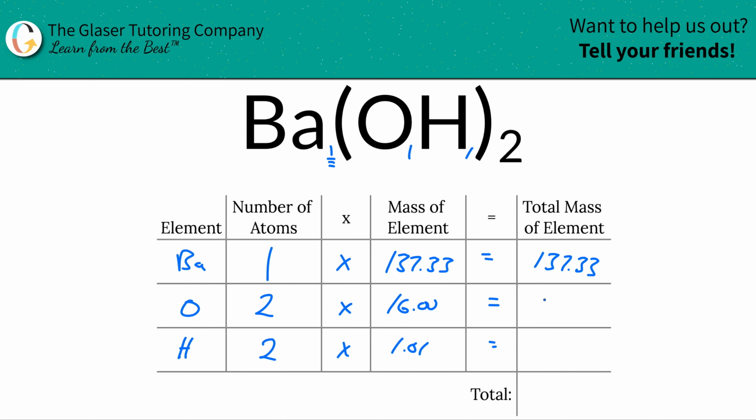The total mass of oxygen here is about 32, all right? And then the total mass of hydrogen here is about 2.01. Actually 2.02, right? So when we add this column together, that will find the total mass of the entire compound. So when you add that together, it's 171.35. And since we're finding molecular mass, the units here are in AMU, or atomic mass units.